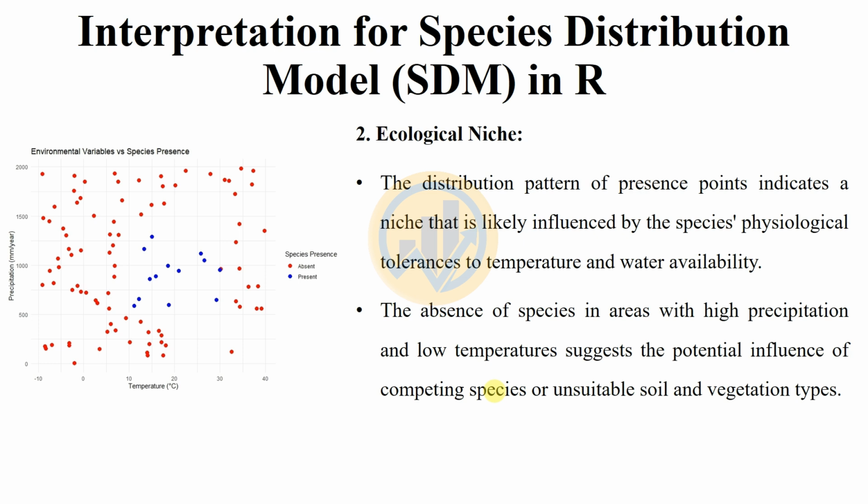The ecological niche. The distribution pattern of presence points indicates a niche that is likely influenced by the species' physiological tolerance to temperature and water availability. The absence of the species in areas with high precipitation and low temperature suggests the potential influence of competing species or unsuitable soil and vegetation type.